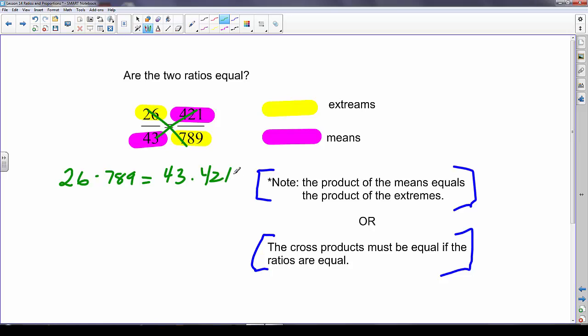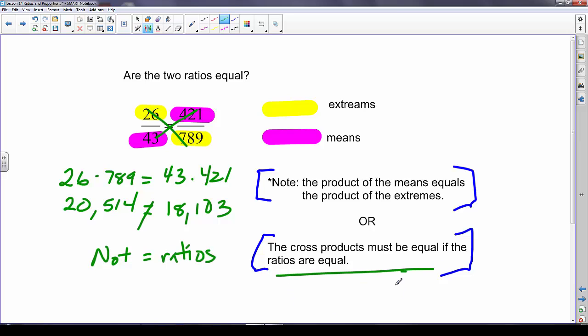If these two quantities are equal, then I know that I have equal ratios. So 26 times 789 is going to be 20,514. And then we have 43 times 421, which is 18,103. So we can say these are not equal, therefore not equal ratios.